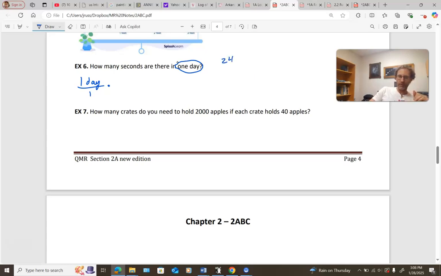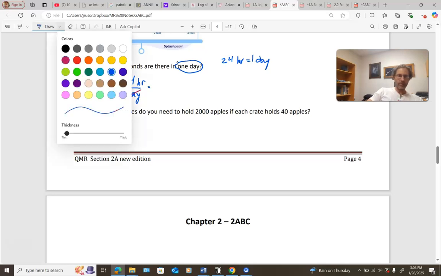You can even write this up here. 24 hours equals one day. Okay, so this is a conversion factor. Now how I orient it depends on what unit I'm looking to cancel. Well, I want the days to cancel. So since I already have a unit of day on top, I'm going to put the one day in the denominator and the 24 hours in the numerator. And so I can go ahead and divide out those days. So now I'm left with the unit hours.